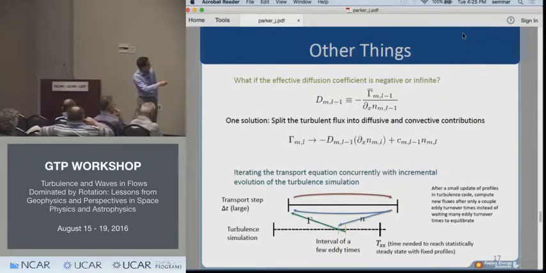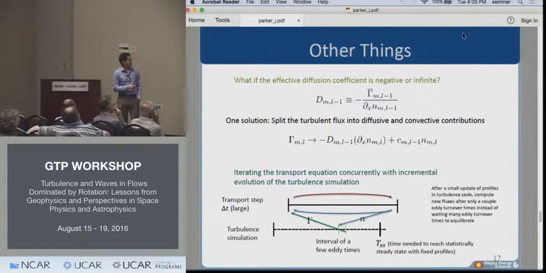So you can't see it here, but I drew this as a pretty small interval, these two lines, suggesting that when you're iterating this turbulence simulation with a new profile, you might have to integrate only for just a few eddy times before doing this iteration. And that's because the Picard iteration is a pretty slow process. The profiles are not changing much on each iteration. And so I'm going to suggest that if you do this iteration with only a few eddy times on the turbulence code, the total time it might take to do this transport step might just be a few t steady state.